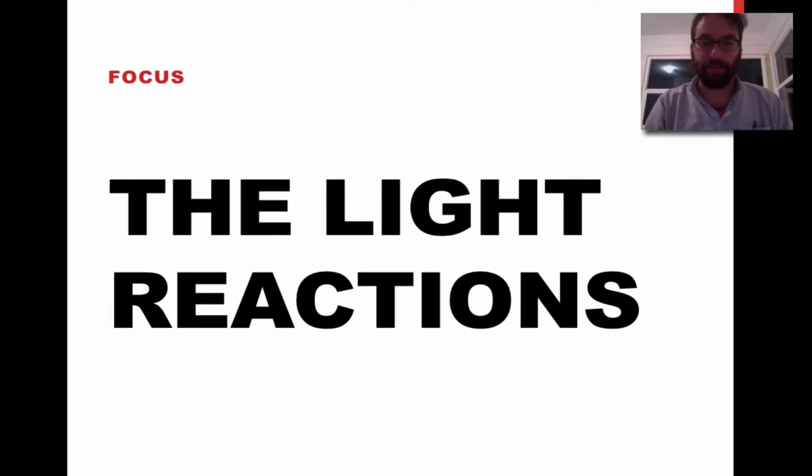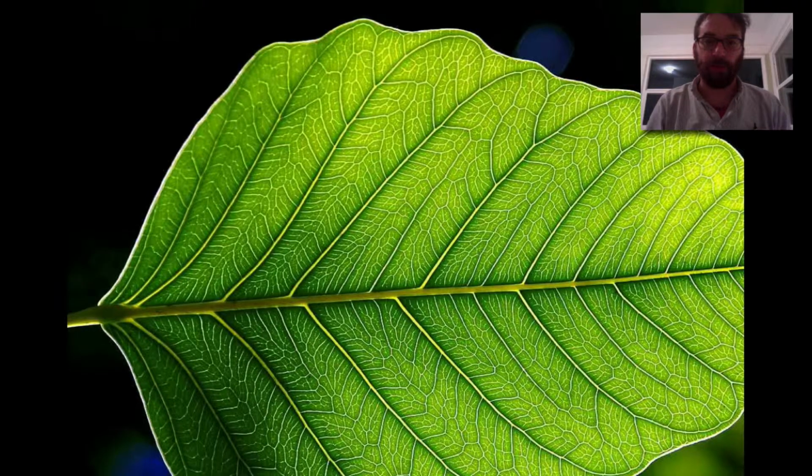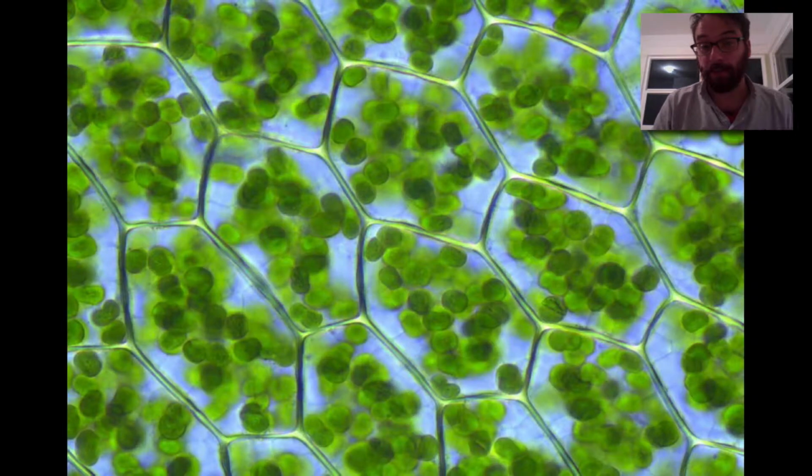Today's focus, the light reactions of photosynthesis. We're going to start with a leaf. Leaves, like other parts of living things, are made of cells. Photosynthesis happens within the cells of leaves.